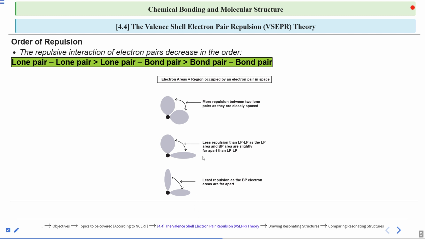So just try to think over it. This is a very important reasoning behind this order. So you must have seen this order, and the reasoning is very perfect.